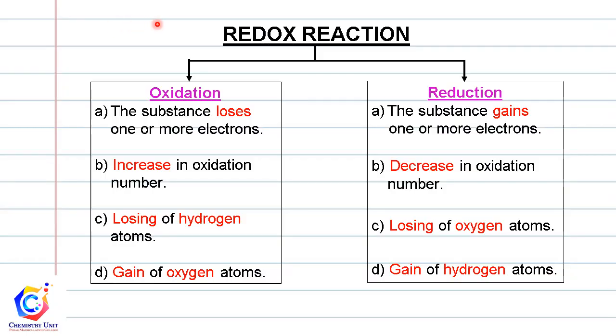First, we must know what a redox reaction is. A redox reaction is a reaction involving reduction and oxidation reactions. The transfer of electrons occurs during a redox reaction, which results in a change in the oxidation number of certain elements in the reactants and products. Oxidation refers to a reaction when a substance loses one or more electrons and causes an increase in its oxidation number. At the same time, we can identify an oxidation reaction by checking the losing of hydrogen atoms and gaining of oxygen atoms.